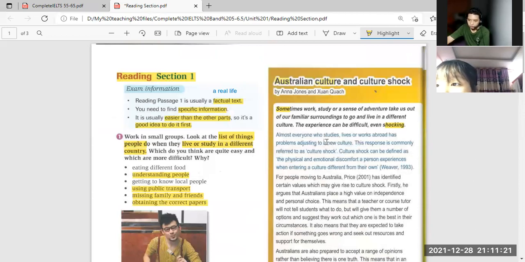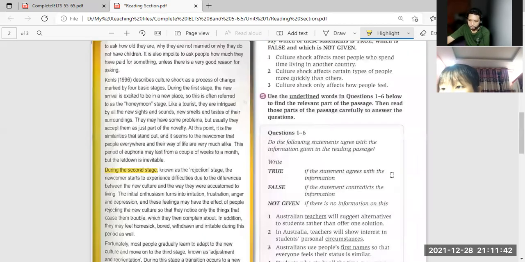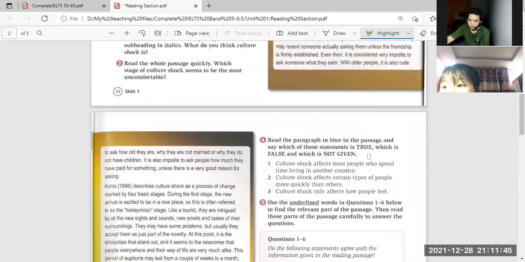Almost everyone who studies or lives or works abroad has problems adjusting to a new culture. This response is commonly referred to as culture shock. Culture shock can be defined as the physical and emotional discomfort a person experiences when entering a culture different from their own. Weaver, 1993. Let's look at it here again. Is it true, false, or not given? Culture shock affects most people who spend time living in another country. What do you think? Not given.